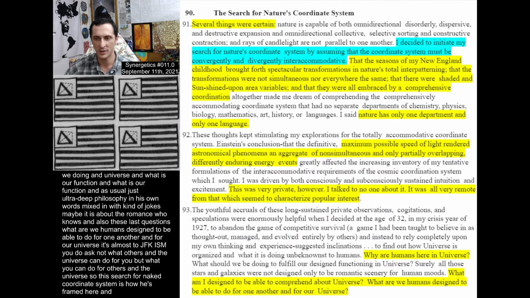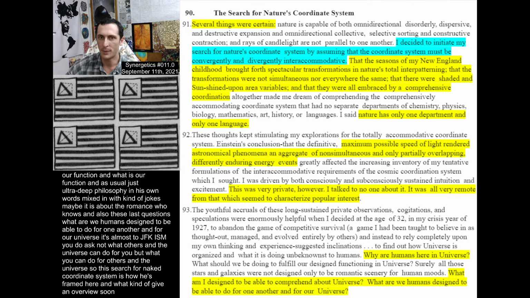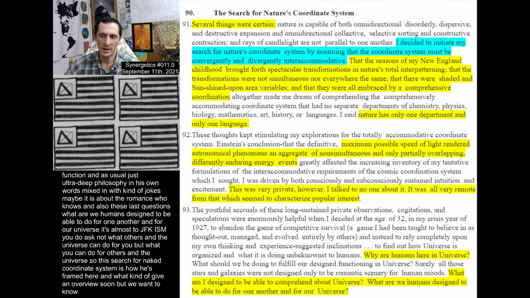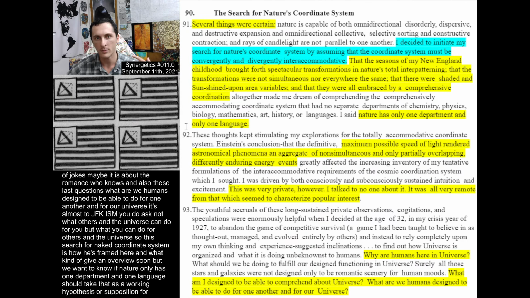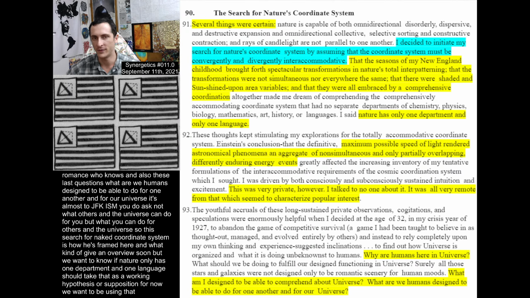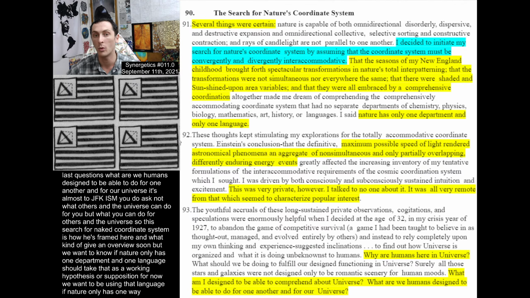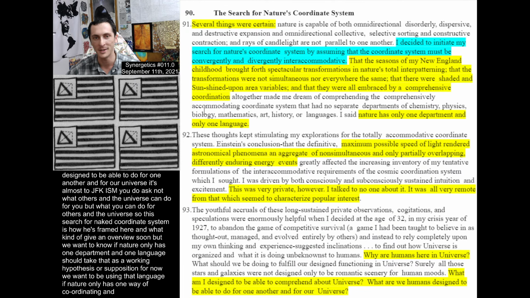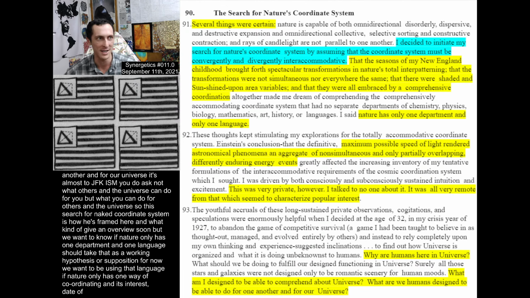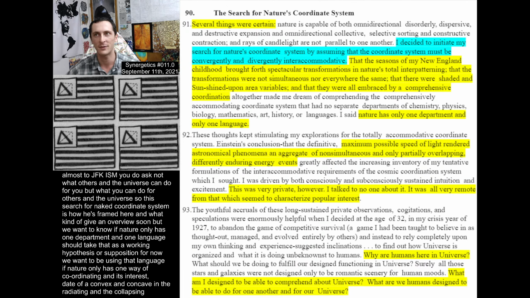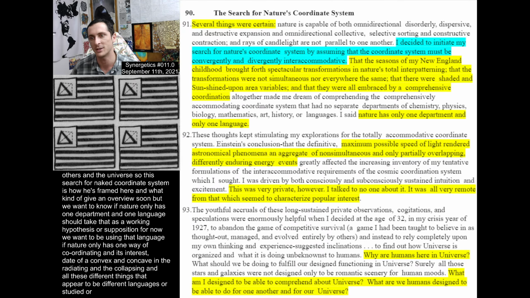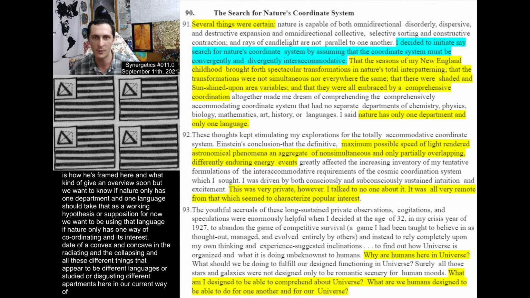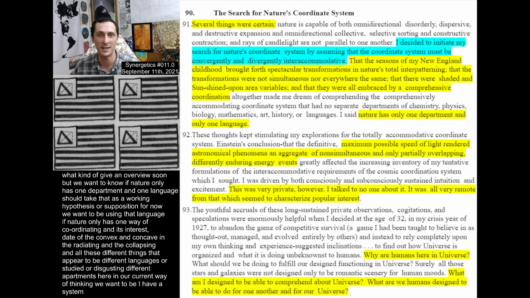And we'll give an overview soon, but we want to know if nature only has one department and one language. So take that as a working hypothesis or a supposition for now; we want to be using that language. If nature only has one way of coordinating, and it's interaccommodative of the convex and the concave and the radiating and the collapsing and all these different things that appear to be different languages or are studied or discussed in different departments in our current way of thinking, we want to be able to have a system that's more in line with nature.